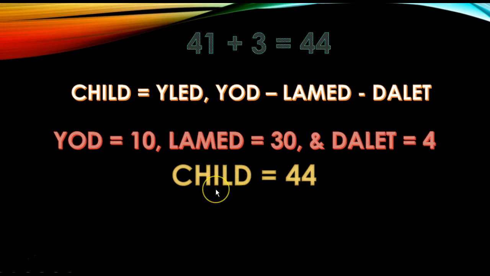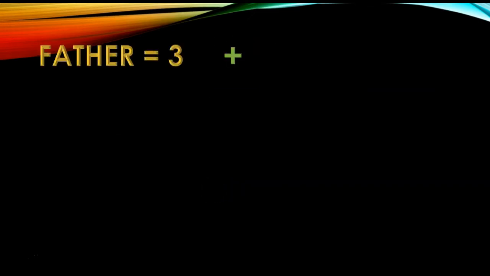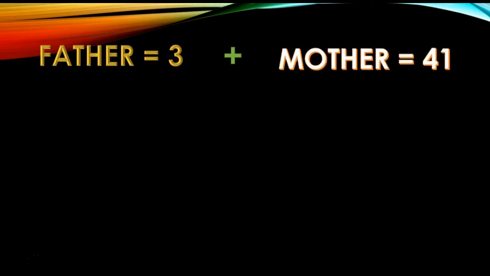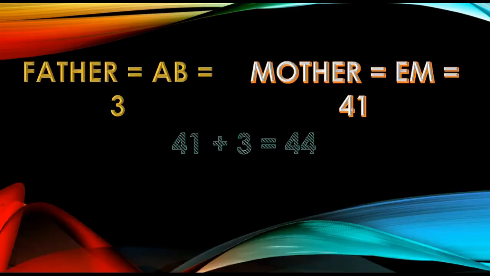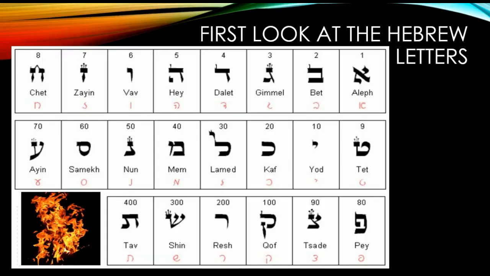Remember what that 44 meant. So, Father, number 3, plus mother, the 41, equals the child, which is 44. This is something very awesome that we see, that when we take a look at the Hebrew alphabet, the Aleph Bet, and we take the letters that make the word Father, and the letters that make the word Mother, and when you combine them together, it equals the word for child.